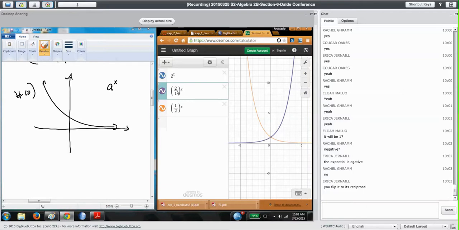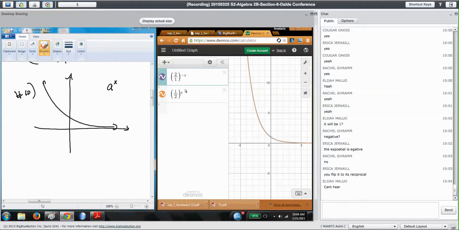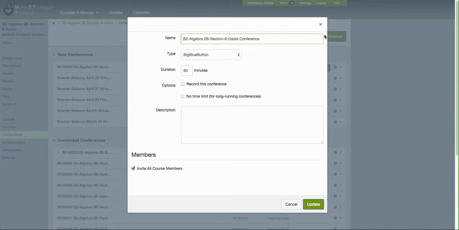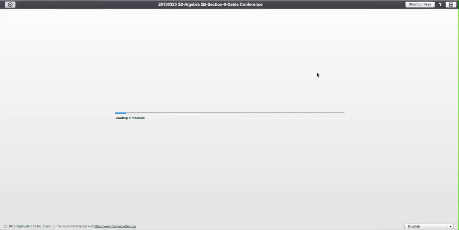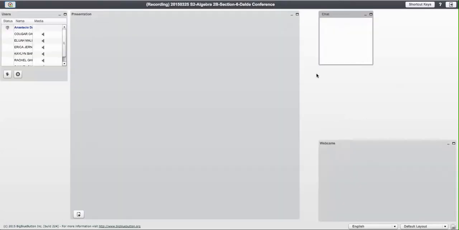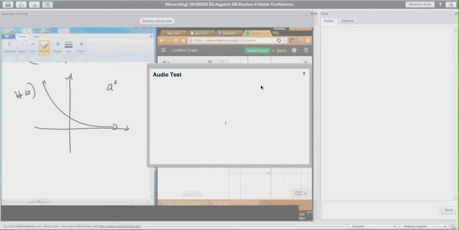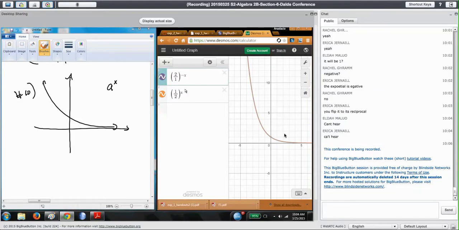2, wait, did I do that right? Yeah, I did. 2 over 1 to the x power is the same. Oh, no. I need a negative there. There we go. Can't hear. All right, logging out, logging back in. This would be 3. Yeah, right. How's that? Can you hear me?